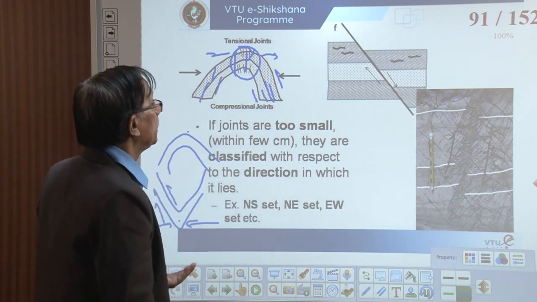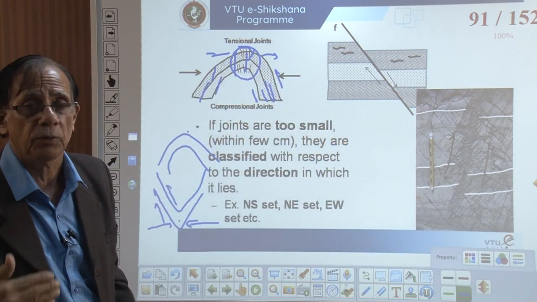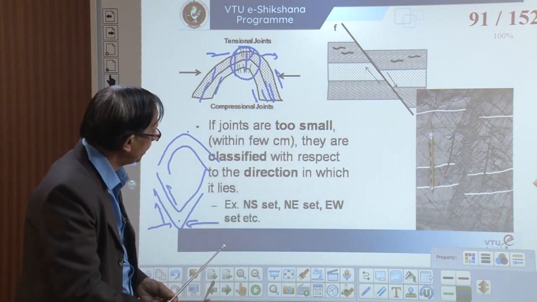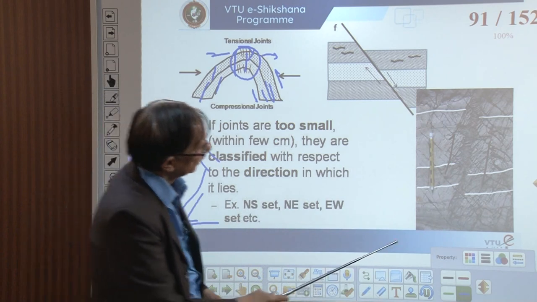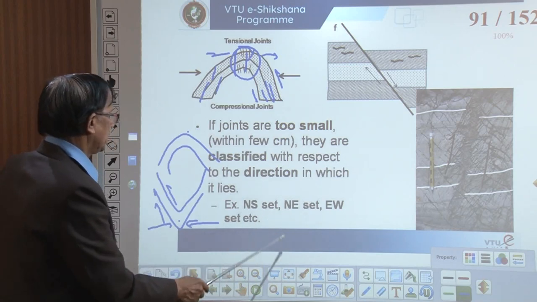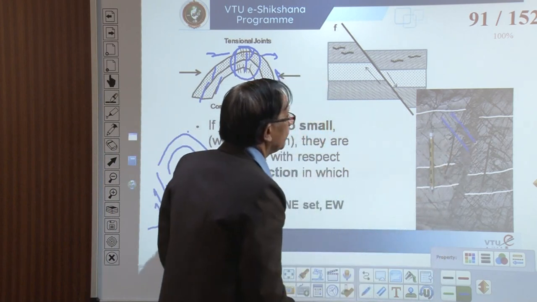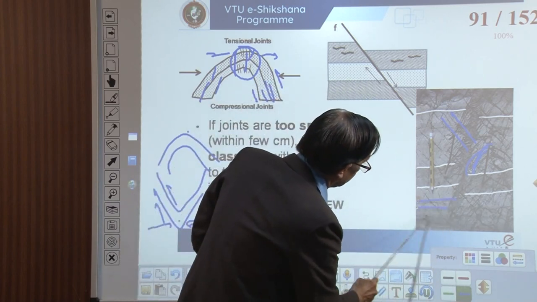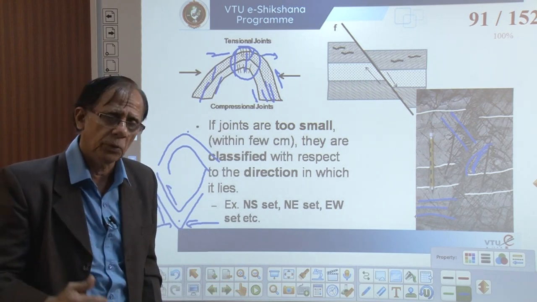Joints can be of any type, depending on which part of the rock bed they occur in and the type of force responsible for their formation. Joints can be very small, a few centimeters. They are classified with respect to the direction in which they lie. These are two small joints. I can describe the orientation: north-south set, north-northeast set, east-west set, northwest set, northeast set, like that. Different sets I can explain with respect to their orientation.